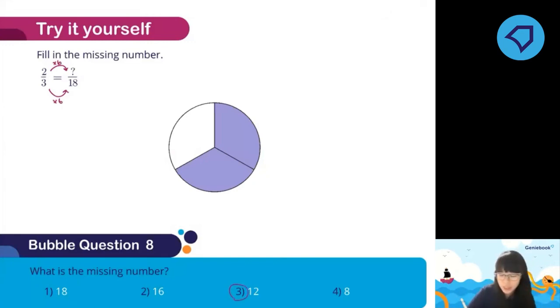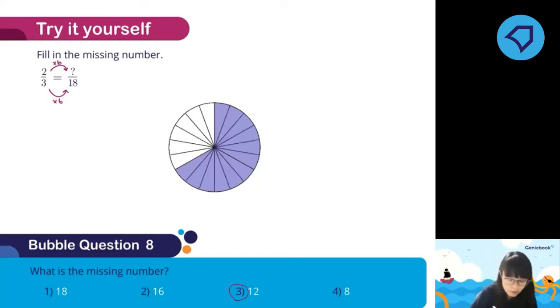Let's do a check. Okay, so means each part I have to split into 6 smaller parts over here. Then you realize that you have 1, 2, 3, 4, 5, 6, 7, 8, 9, 10, 11, 12. So 2 over 3 is the same as 12 over 18. Both of them are equivalent fractions. Okay?